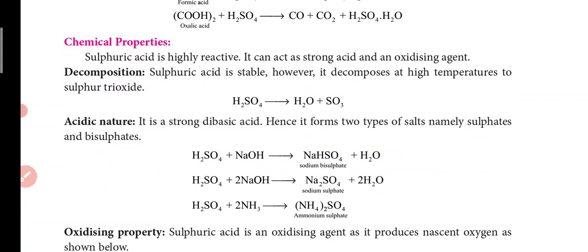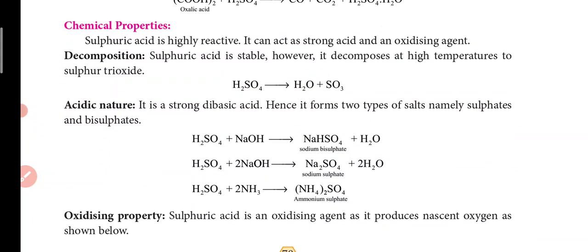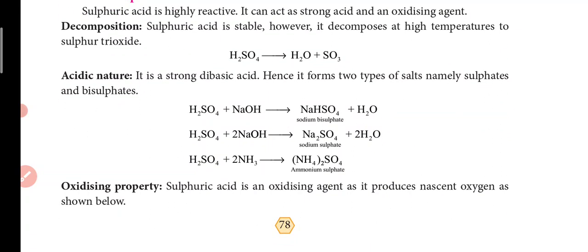That is very important. Next is chemical property. Sulfuric acid is highly reactive. It can act as a strong oxidizing agent. A decomposition reaction is given. Sulfuric acid is stable, however, it decomposes at high temperature to sulfur trioxide. H2O comes out, and the remaining SO3 is left.